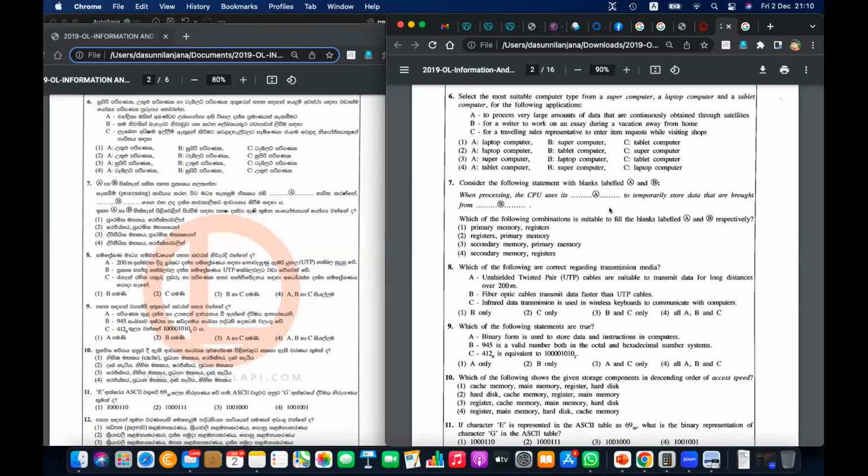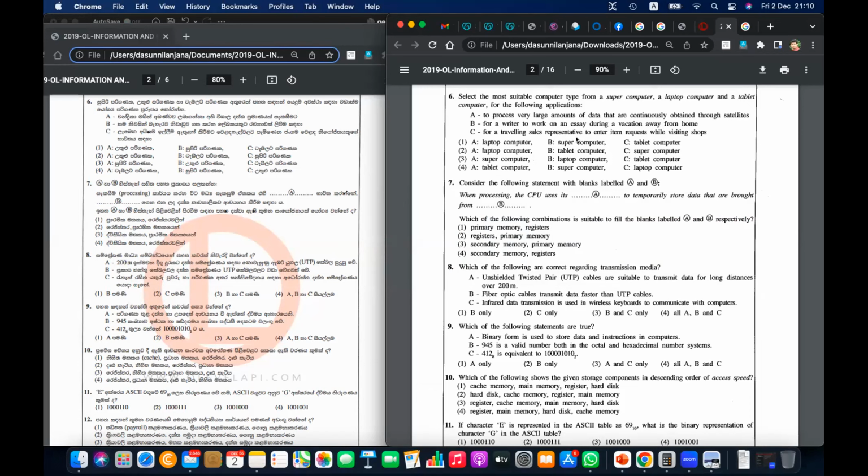Those are called supercomputers. To process a very large amount of data, continuously obtained from the satellite, we need a supercomputer for sure. So this is the answer, number 3. See how easy it is? The question directly says a very large amount of data continuously obtained through satellites, so a supercomputer is needed. That is number 3. Second one, write a work and essay during the vacation in your home, laptop, right?